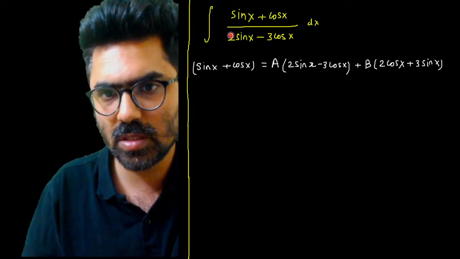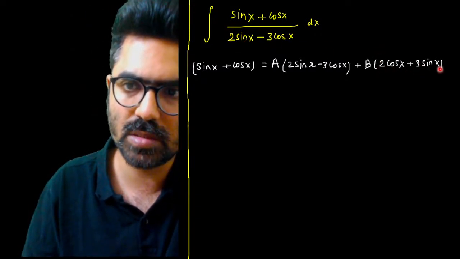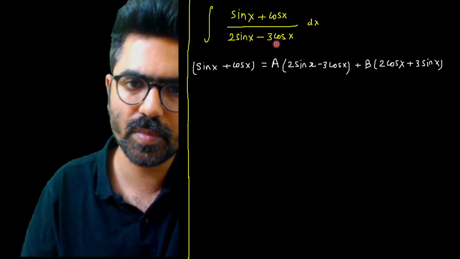The derivative of 2 sin x minus 3 cos x I've kept here. The derivative of 2 sin x is 2 cos x, and minus 3 cos x gives plus 3 sin x. This is the derivative of this part.